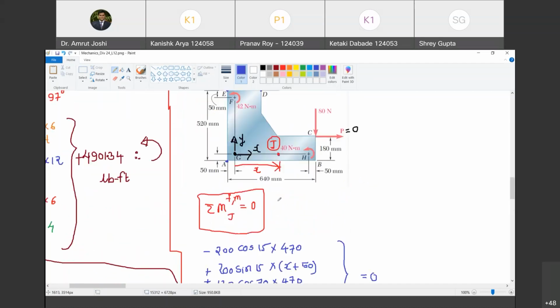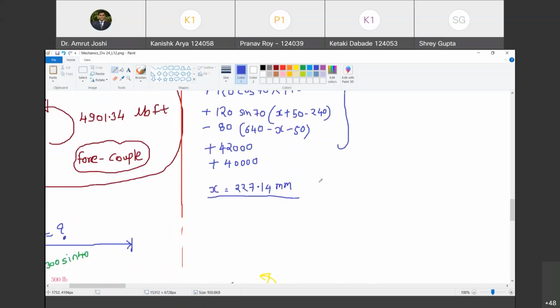Yes, sir. And as it is positive, therefore, x must lie on right hand side of G, because we have assumed x towards right as positive. Are you with me? Yes, sir. So if G is here, J is going to lie on right hand side of G. Are you with me? Yes, sir.